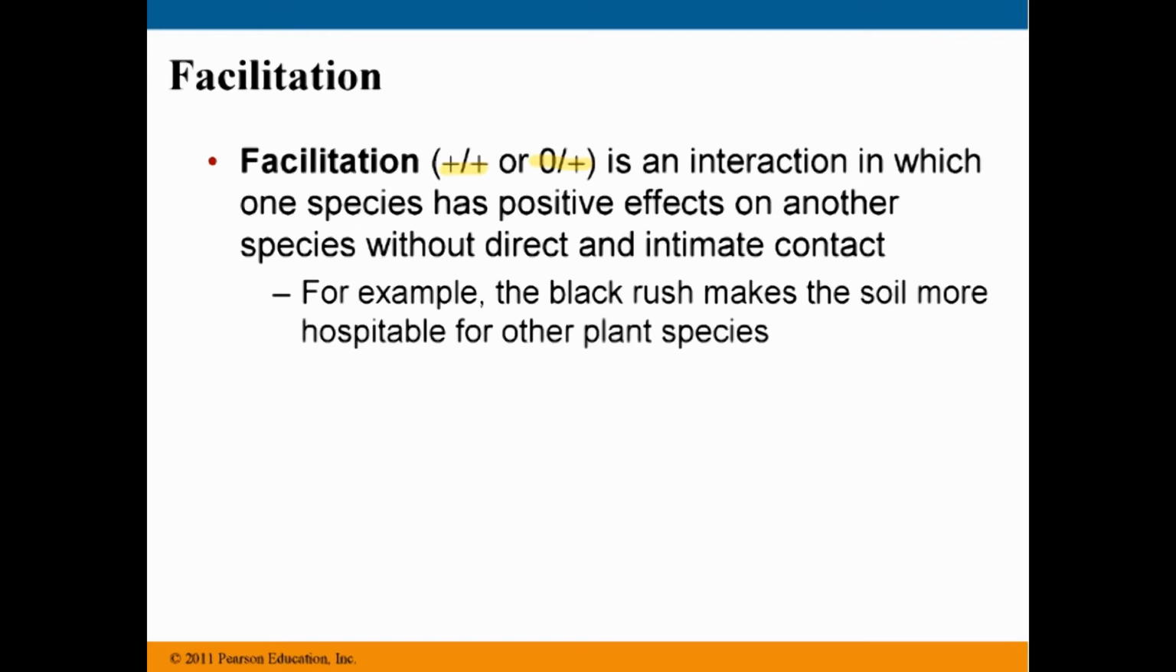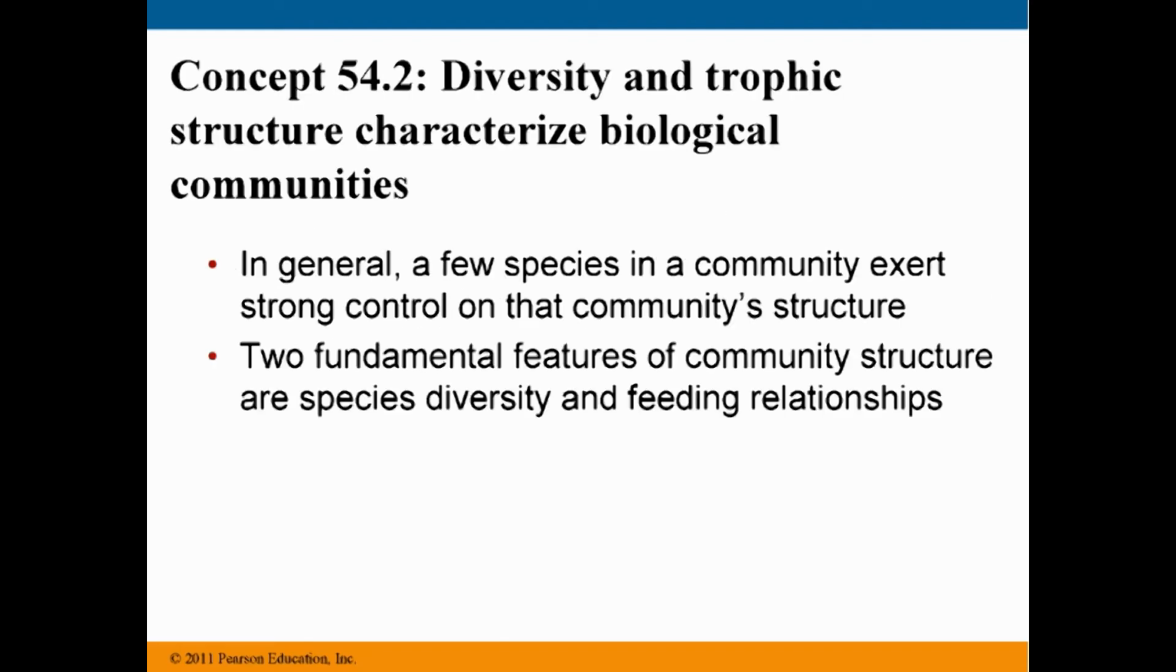Facilitation can be either a positive-positive interaction or a 0 or positive interaction. So facilitation is when one species has positive effects on another species without having direct and intimate contact. So the example that they give here for facilitation is that black rush is a plant species that can make the soil more hospitable for other plant species that come along after the black rush has been there. That's facilitation. Makes it easier for other species to come along. Okay, moving on to our next concept.